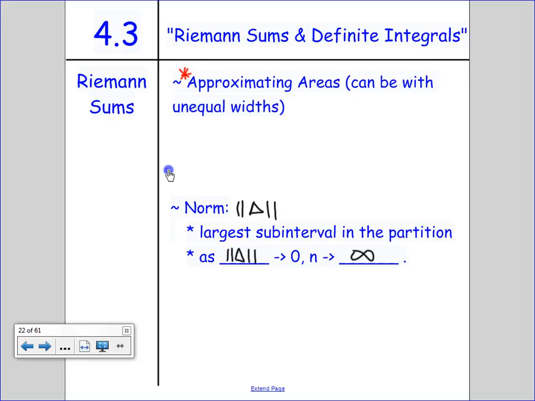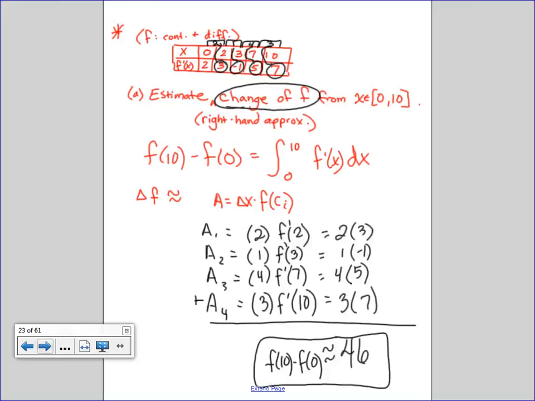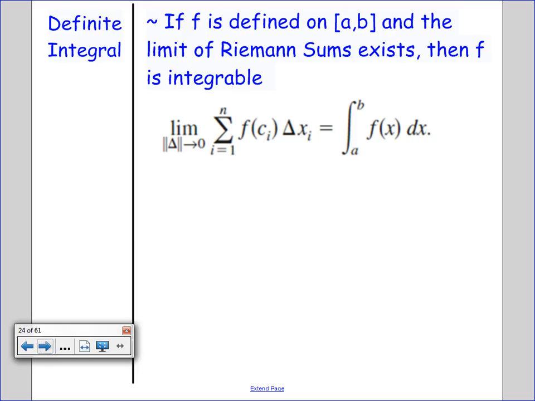So I can go to infinity of right hand, I can go to infinity of left hand, fitting in more and more subintervals. And I can also have unequal widths in the partition, or the norm. The largest subinterval of the partition will still go to 0, so I'll still have my definite area. Without going through all the ins and outs of proving it to you, I'm just going to stop there and say it doesn't matter whether it's right hand, left hand, or unequal widths.